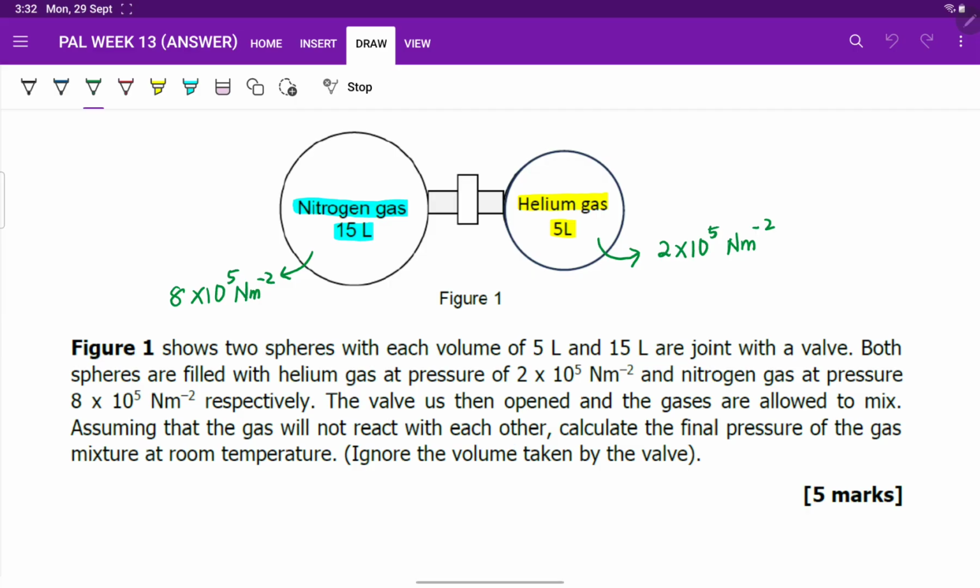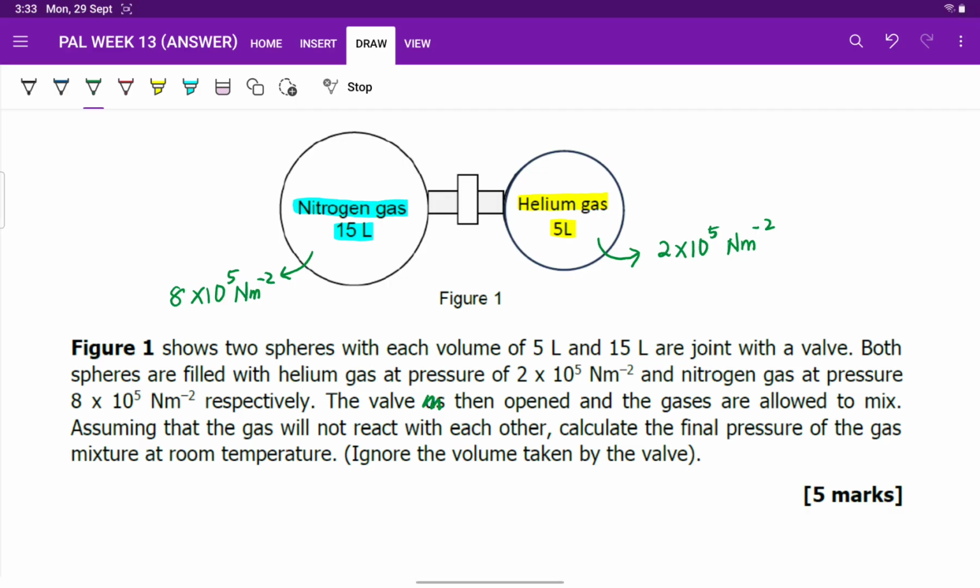So the valve is then opened and the gases are allowed to mix. So assuming that the gases will not react with each other, calculate the final pressure of the gas mixture at room temperature. Ignore the volume taken by the valve.